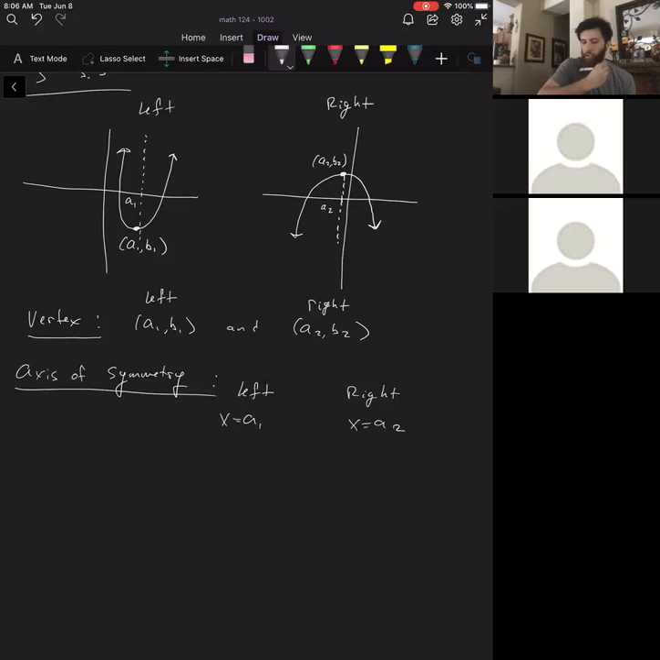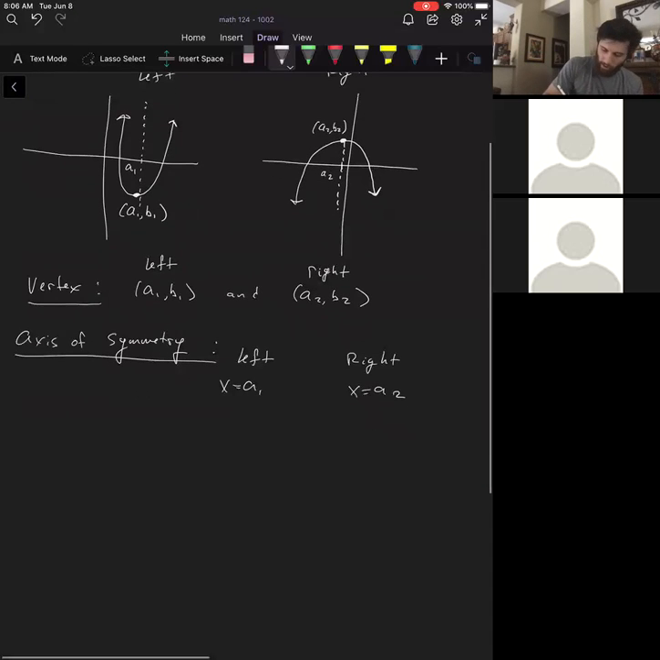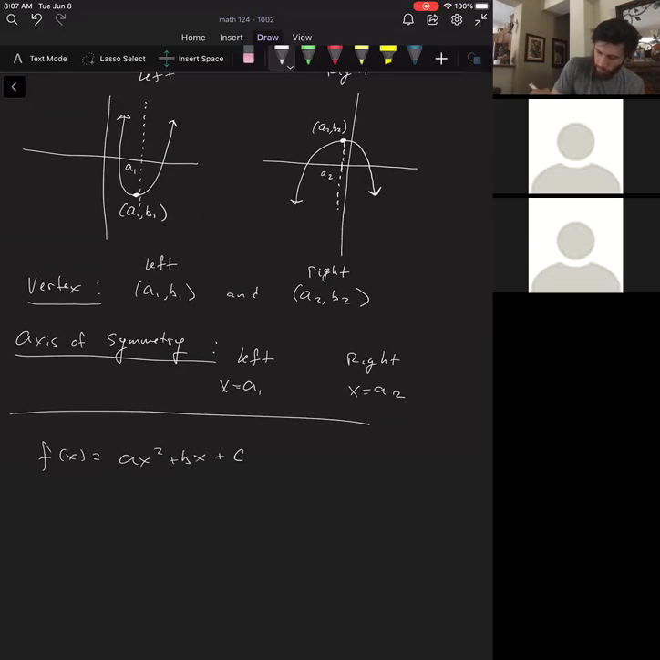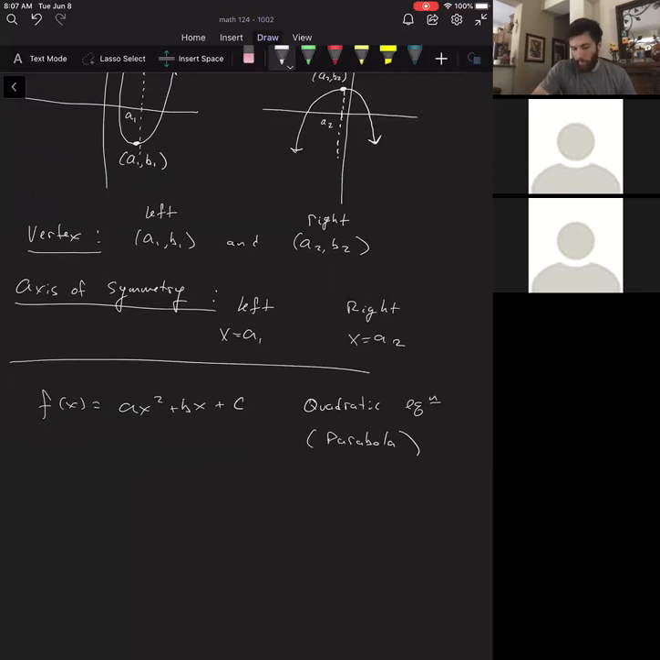So just on a picture, that's what these two things mean, the vertex and the axis of symmetry. So say if we're just given an equation, f of x is equal to ax squared plus bx plus c. So this is just a quadratic equation, or in other words, a parabola. So say if we're not given the graph, but we still want to find the vertex and the axis of symmetry, and we're just given our equation.